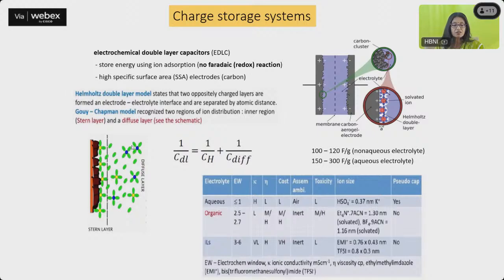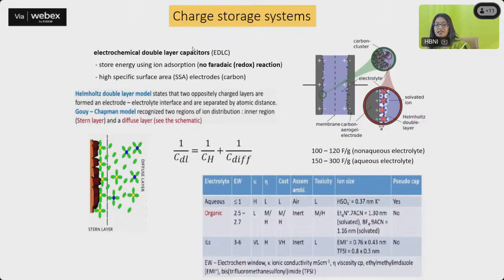Whereas the other model which you can use is the Gouy-Chapman model. Here it recognizes two regions of ion distribution. You have an inner region, which is the Stern layer, as you can see over here, lying very close to the electrode surface. And in the bulk solution, as you move out from the electrode surface, you have the diffuse layer. So the total double layer capacitance is a combination of both the Helmholtz layer as well as the diffuse layer.